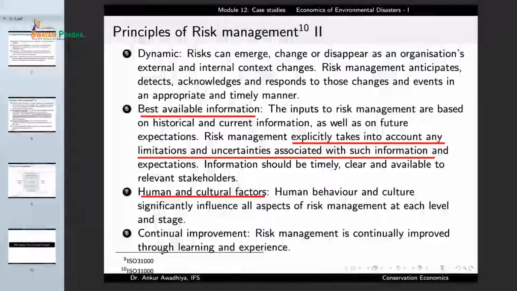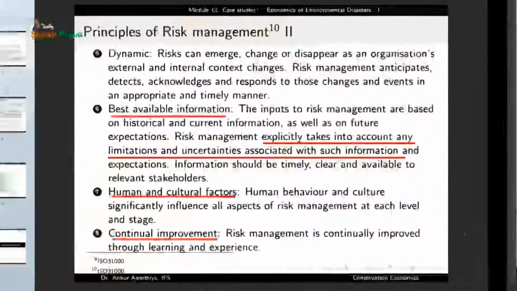And risk management is based on continual improvement through learning and experience, which means that if there is, say, a new study about how a risk should be managed, and if it is applicable, then probably it should be implemented in the current scenario. So it has to be continuously improved. It's not that once you have made a risk management document and once you have implemented it, there are going to be no further changes. There has to be a continuous process of improvement in the risk management strategies in any organization.